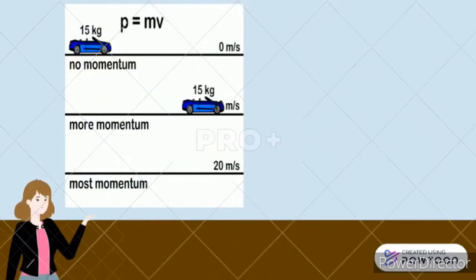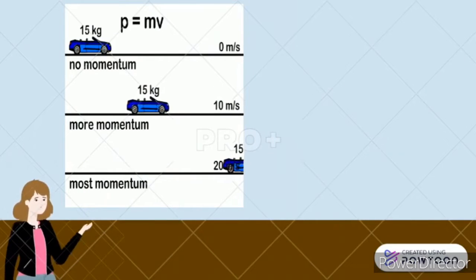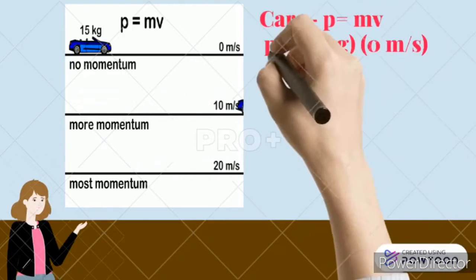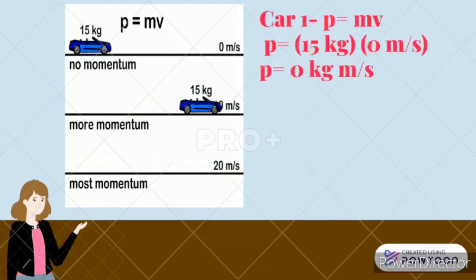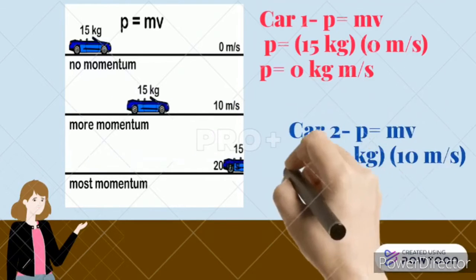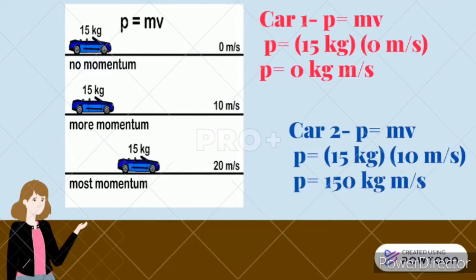Let's have three cars for example. Car 1 has a mass of 15 kilograms. Multiplied to its velocity, which is 0 meter per second, its momentum is 0 kilogram meter per second. Car 2 is also 15 kilograms and has a velocity of 10 meter per second. When you multiply it, you will get 150 kilogram meter per second.